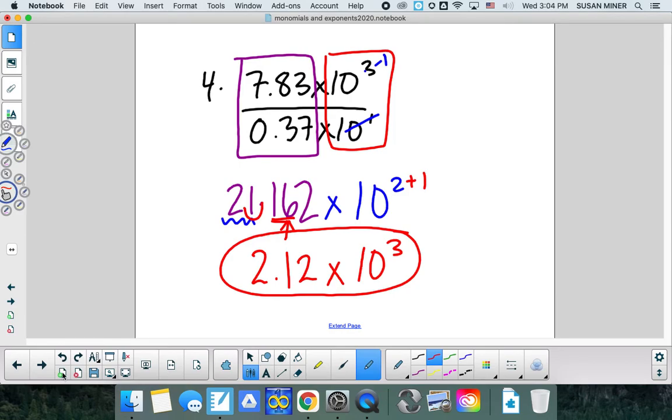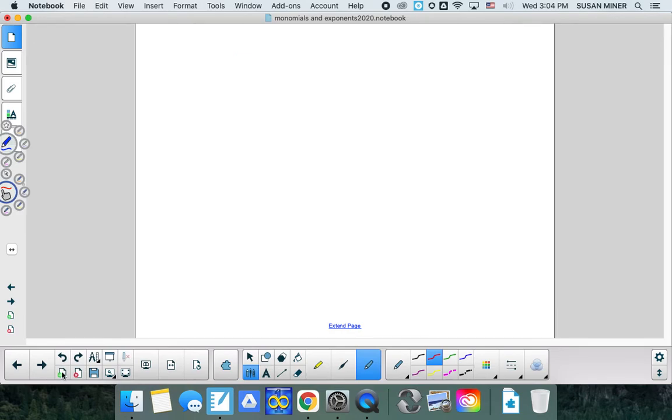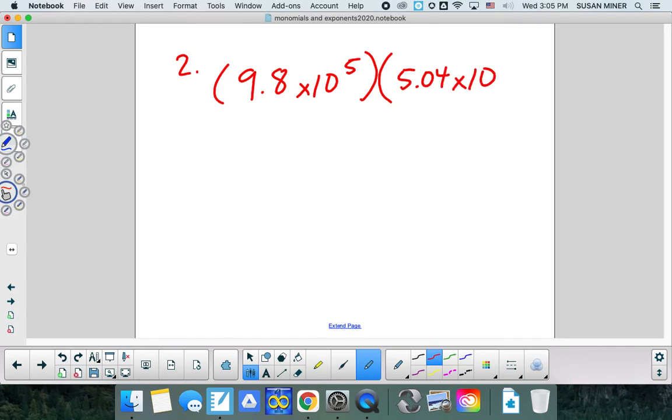Let's do one more straight off of our homework assignment. Let's do another multiplying one just so that we feel confident about what we're doing. And we're going to take number 2 off of our homework assignment and do number 2. It says 9.8 times 10 to the 5th, and 5.04 times 10 to the negative 2.